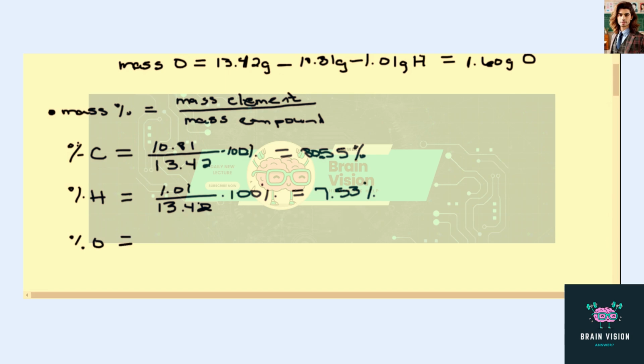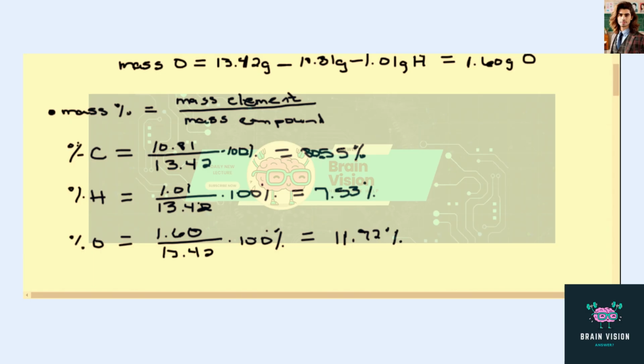And then the percent oxygen, we're going to do the exact same thing, is 1.60 divided by the 13.42 times 100%. It's 11.92%.